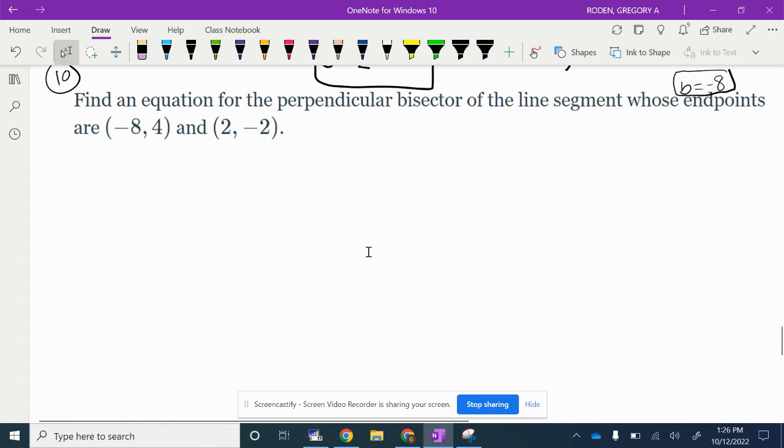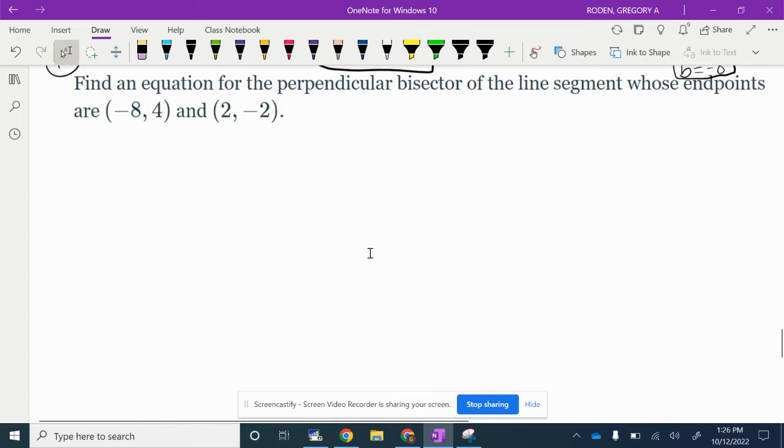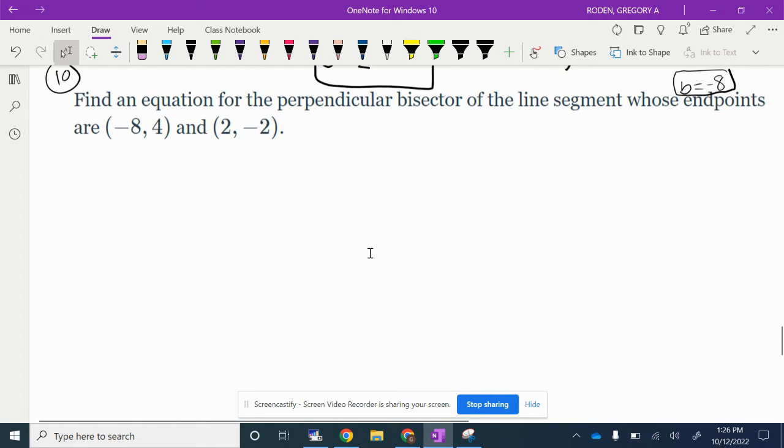Mr. Roden, I have a question. Yes. Why, in this specific problem and a bunch of other things, does it refer to lines and line segments as twos? Yeah, the twos are weird, huh?